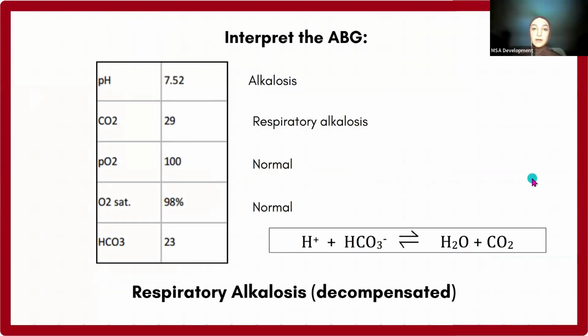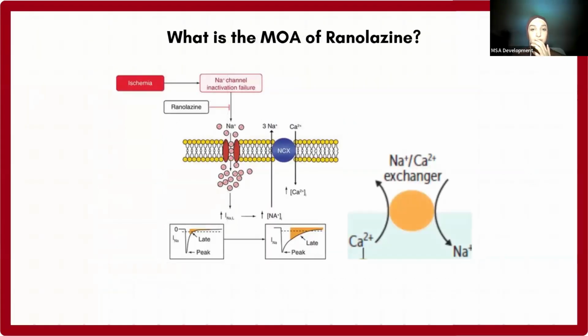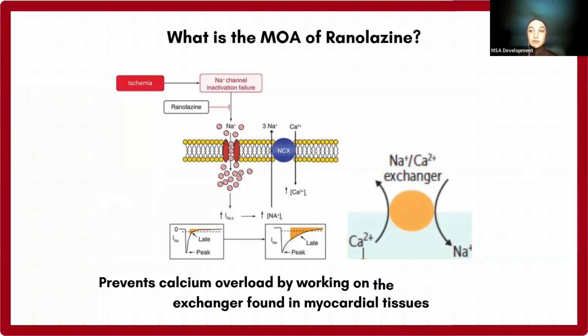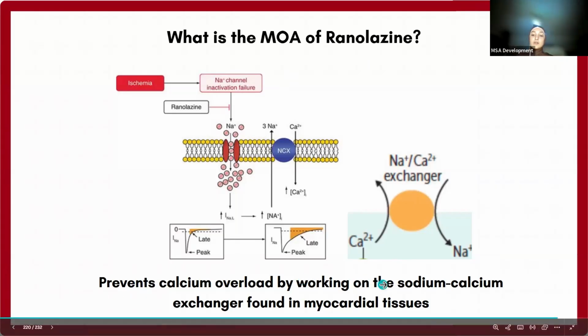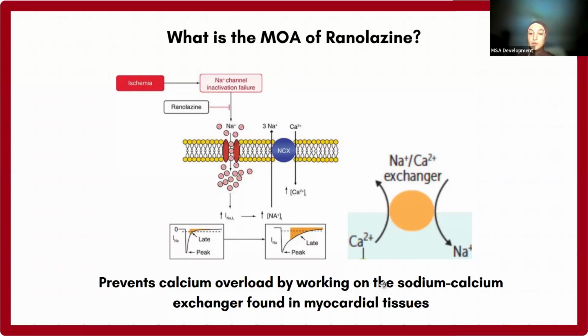Now, what is the mechanism of action of ranolazine? Ranolazine, as we know, works on the sodium-calcium exchanger. Why does it do that? It does that because ranolazine is a drug that's used in angina. When the calcium is lowered in the myocardial tissue, this essentially relaxes the heart and leads to relief. So it prevents calcium overload by working on the sodium-calcium exchanger found in myocardial tissues.